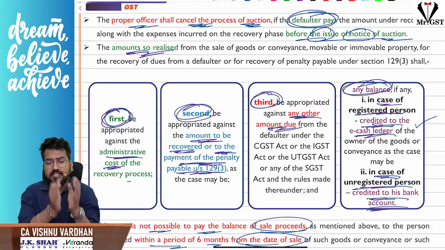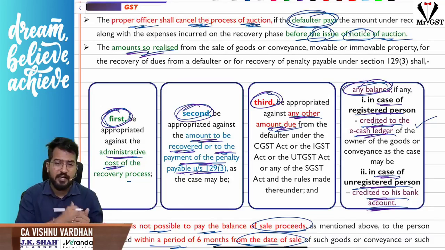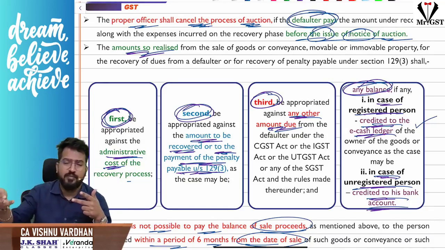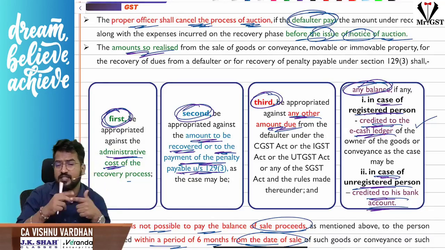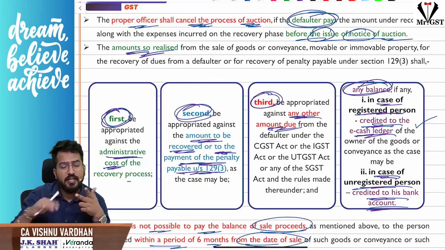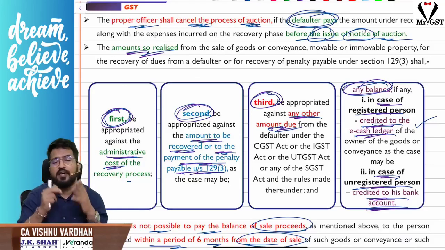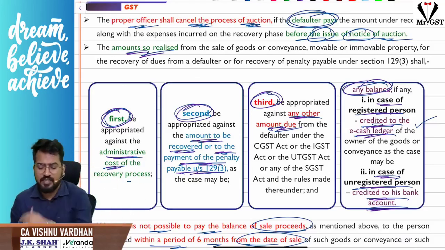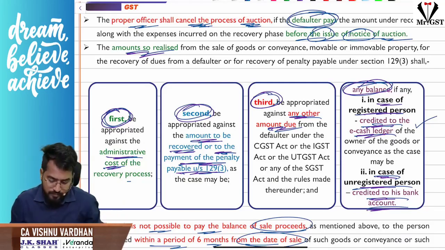Okay, so first, whatever the cost involved in the recovery process, for that we will adjust the amount recovered. Second, the liability as per the order, including penalties, all that. Thirdly, any other liabilities or dues are there. And finally, if any balance is left, if that person is registered, we will transfer it to his cash ledger. If he is unregistered, we will give it to his bank account.